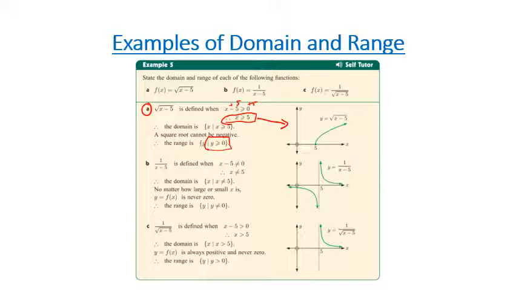You can't square root a negative number for this particular case. For B, we're looking at 1 over x take 5. Basically that means the denominator of this fraction, x take 5, can't equal 0. So therefore, x can't equal 5, and this would look like an inverse function. We've looked at these already, so that should be fairly similar.